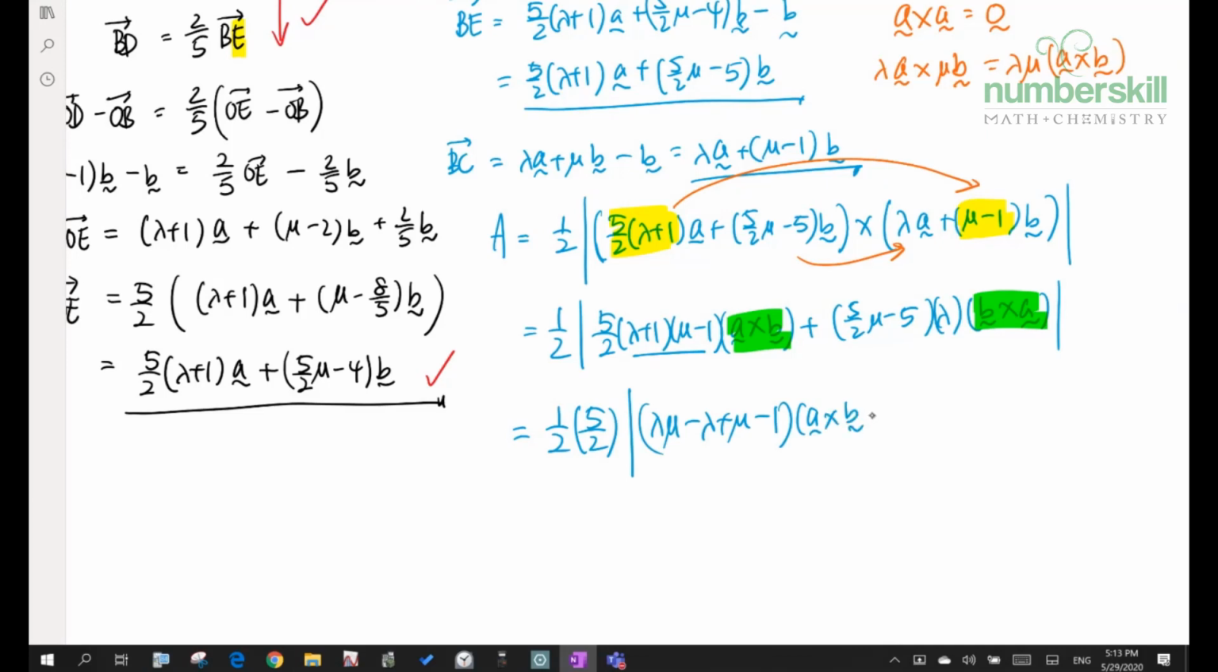B cross A. Okay, and then this fella got 5/2, but this fella doesn't have, right? But it's a smaller problem. Okay, so I'm going to get mu minus 2 lambda, so that when I multiply in the 5/2, I get back the same value as before. That will be fine, right?